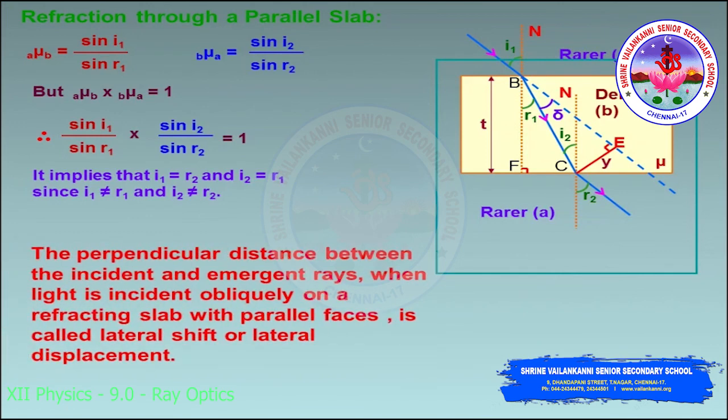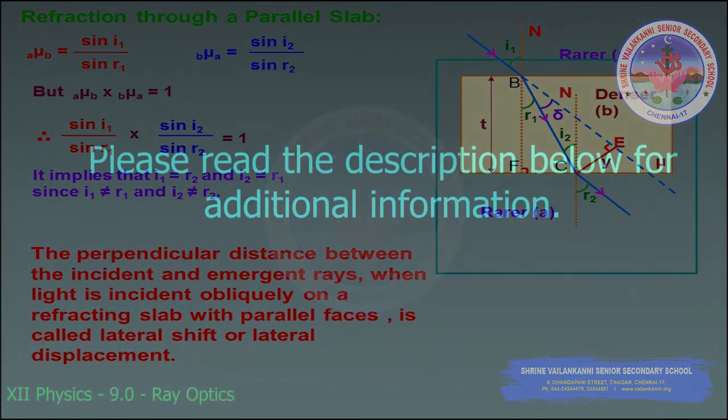From this, what you have understood: the perpendicular distance between the incident and emergent rays when light is incident obliquely on a refracting slab with parallel faces is called the lateral shift, or lateral displacement. Got it, children? Thank you.